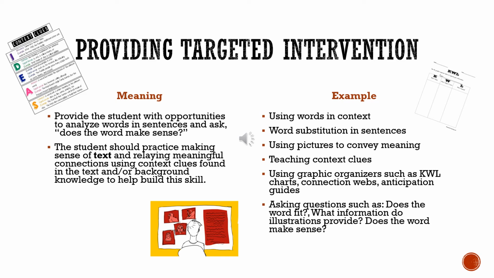Another example is using graphic organizers such as KWL charts, connection webs, and even anticipation guides to help support the meaning of words that they do not understand. Also, asking questions such as, does the word fit? What information do the illustrations provide? And, of course, does the word make sense? Are all good examples to help support meaning miscues.